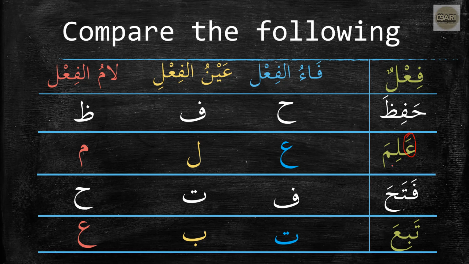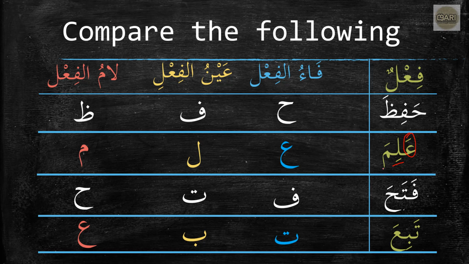What is the second letter of the verb alima? The second letter is lam. And so in the verb alima, lam is the ainul fi'l. It's the ayn. Look at how they line up. Fa, fa. Ayn, ayn.